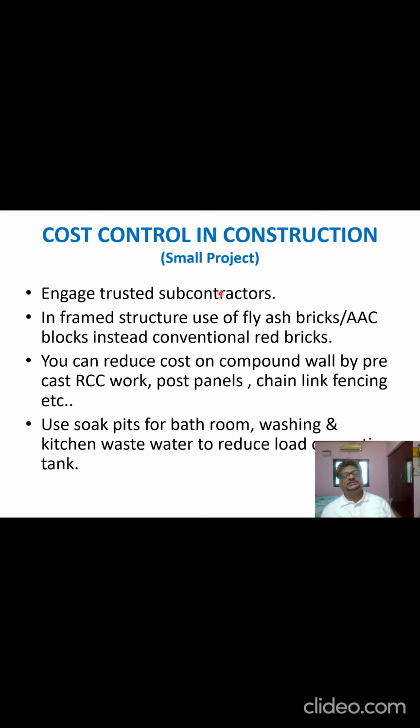We need to engage trusted subcontractors so that the cost is kept under control and the work is completed within the time frame. Whenever we use a framed structure for construction, we can always use fly ash bricks or AAC blocks instead of conventional red bricks. This also considerably reduces the construction cost. You can also reduce the cost of the compound wall, whether you go for precast RCC work like post and panels or chain link fencing, depending upon your cost constraints.